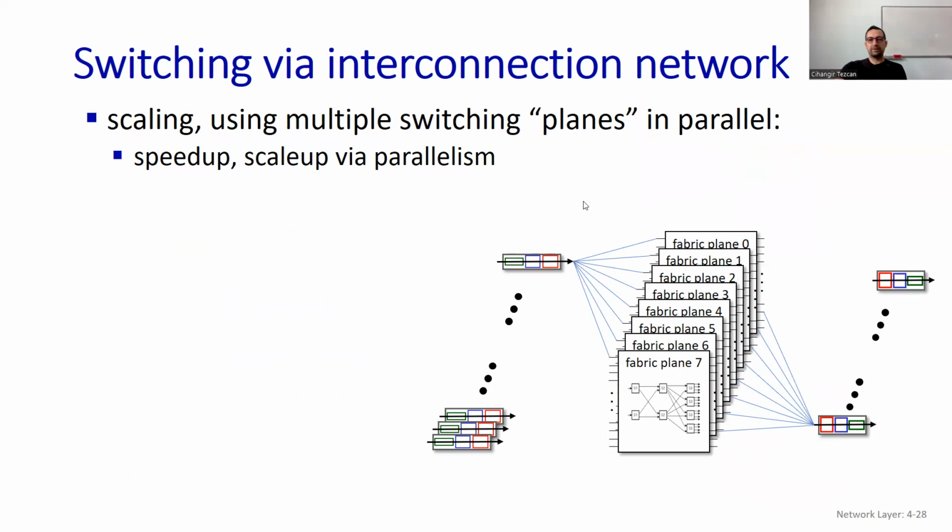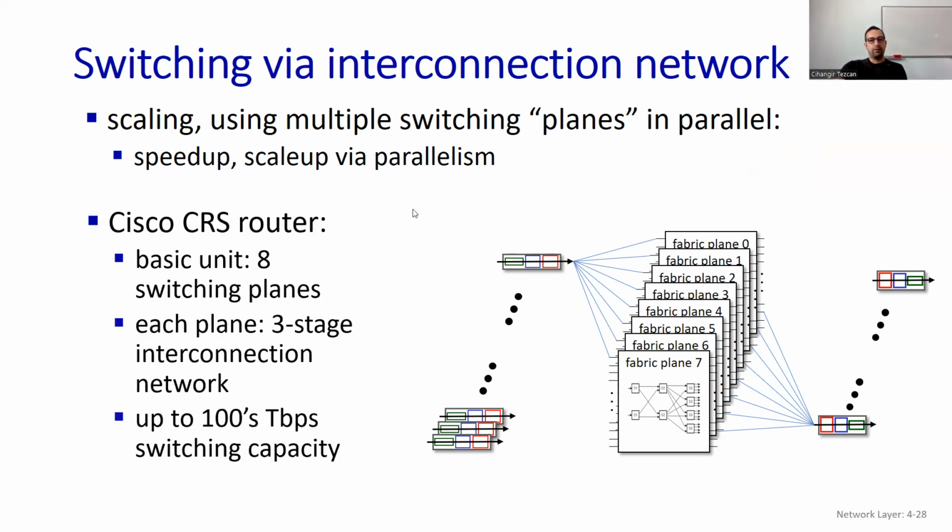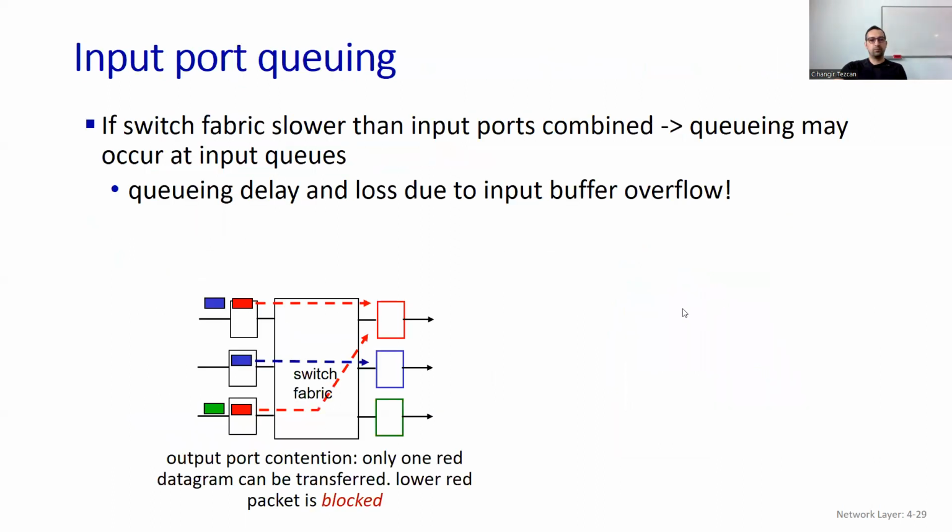Scaling, using multiple switching planes in parallel, speeds up and scales up via parallelism. For instance, here's an example of a Cisco router. Basic unit: 8 switching planes, each plane a 3-stage interconnection network, up to 100 terabits per second switching capacity. So as you can see, these devices allow huge data transfer.